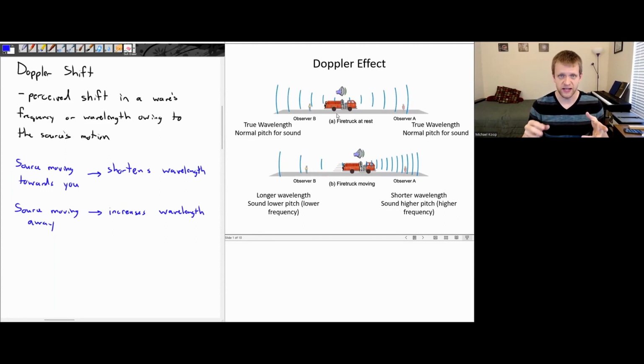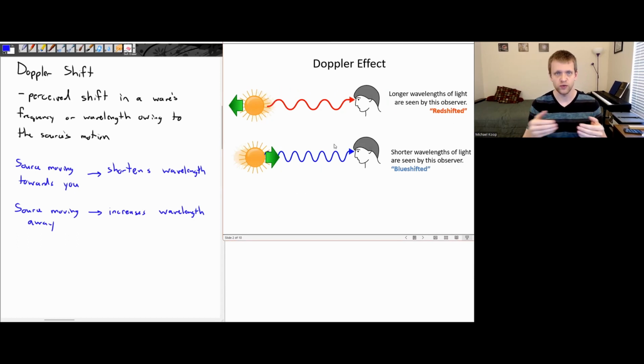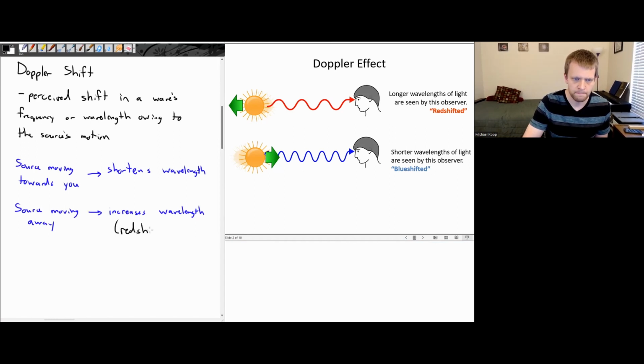So we saw this specifically in the case of sound waves, but this actually does work for light waves as well. One of the key differences is light travels far, far faster than sound does. So in order to see this effect to an appreciable, noticeable effect, you'd have to be moving much, much faster to actually be able to see it yourself. But we do have the same property. If the source of light is moving away from you, that's going to increase the wavelength of light that the observer perceives. We call this redshift. If the source is moving towards you, that shortens the wavelength, and we call that a blue shift.